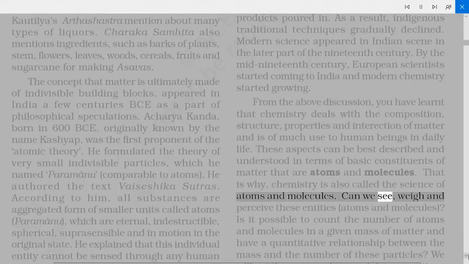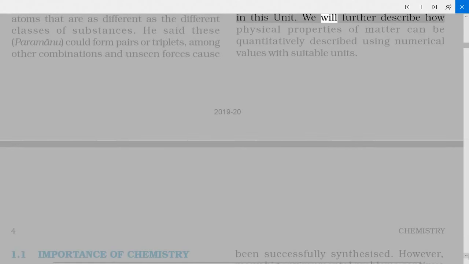Can we see, weigh and perceive these entities, atoms and molecules? Is it possible to count the number of atoms and molecules in a given mass of matter and have a quantitative relationship between the mass and the number of these particles? We will get the answer of some of these questions in this unit. We will further describe how physical properties of matter can be quantitatively described using numerical values with suitable units.